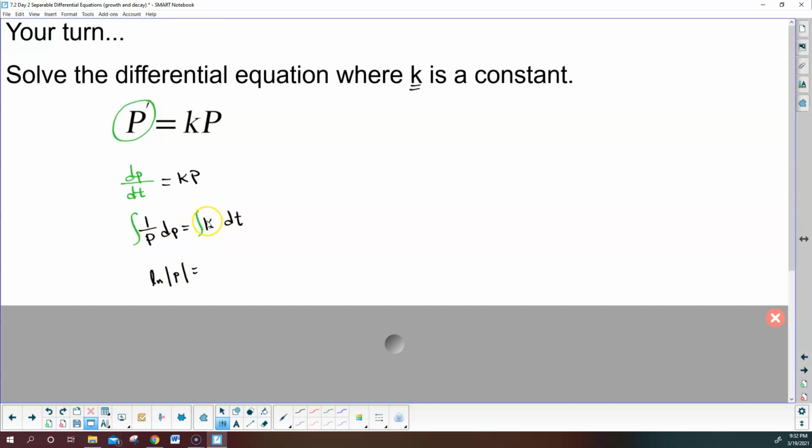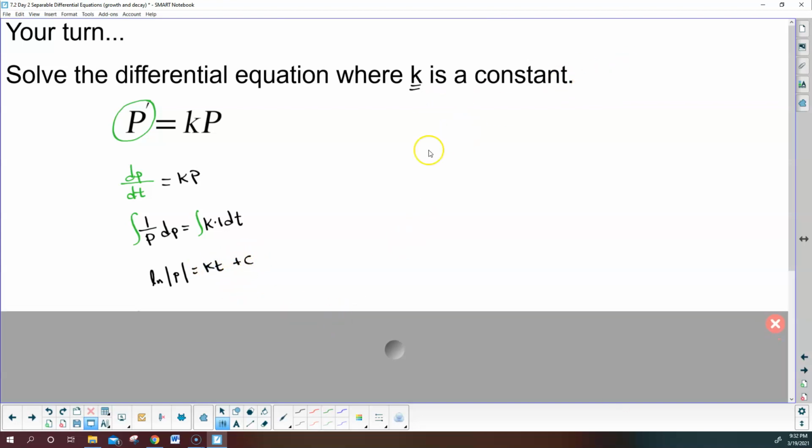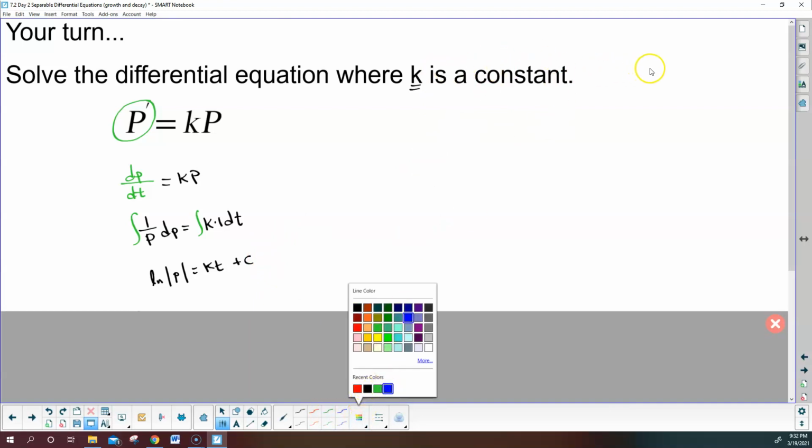And then remember, k is a constant, so the k can float outside here. So this is kind of like a 1. So whose derivative gives me 1? It's t. And then the k is the multiplier. And then we're just going to put plus c. Now they didn't give us any initial conditions, so I have to just solve for p.